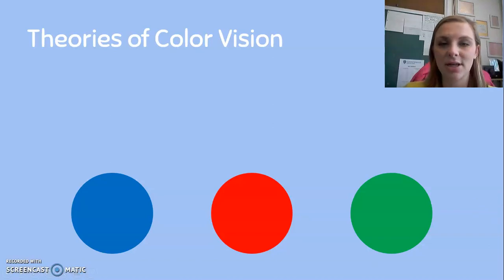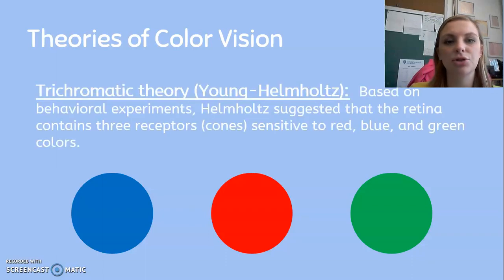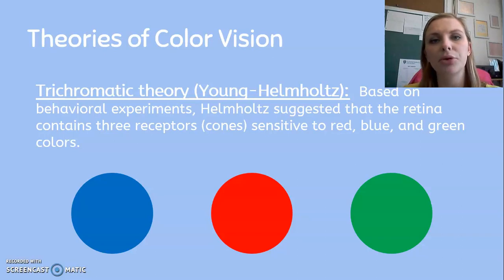Okay, we're going to finish our discussion of vision by talking about the different theories of color vision. So the first one that we're going to talk about is the trichromatic theory. It's also called the Young-Helmholtz theory. You need to know both terms. But trichromatic, three color, right?